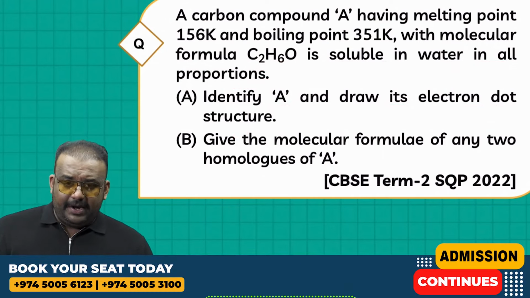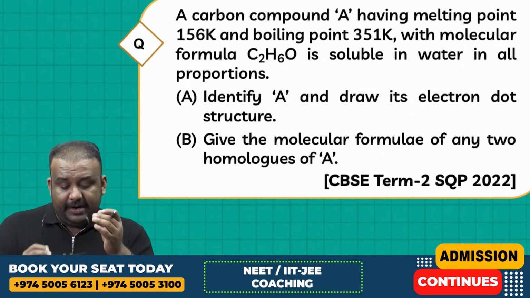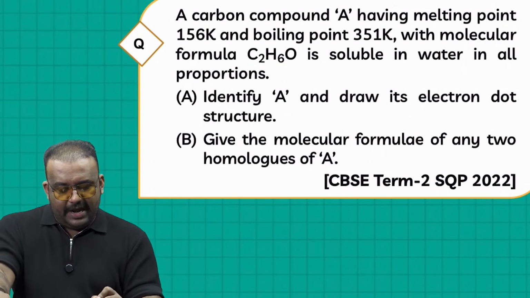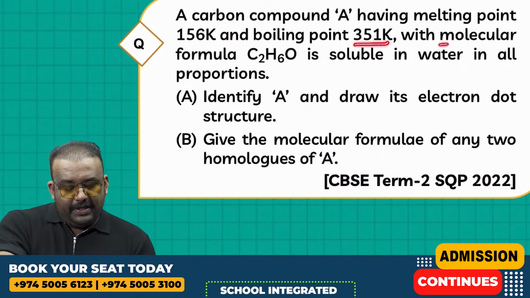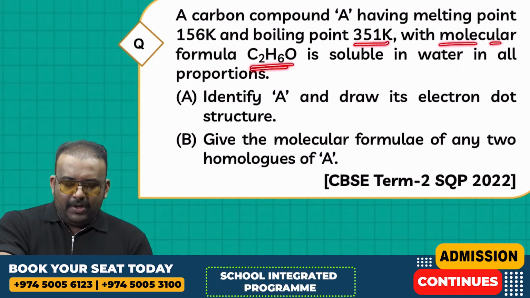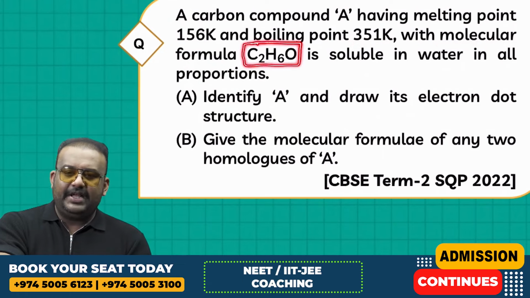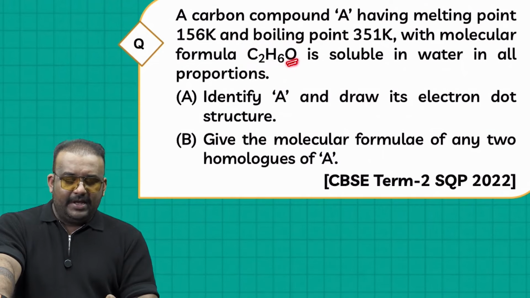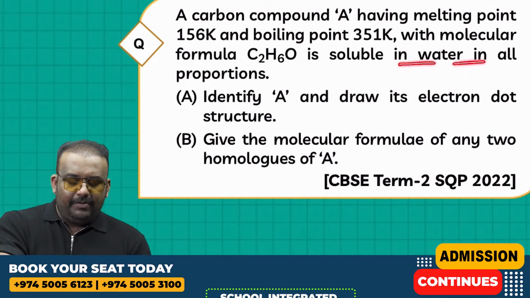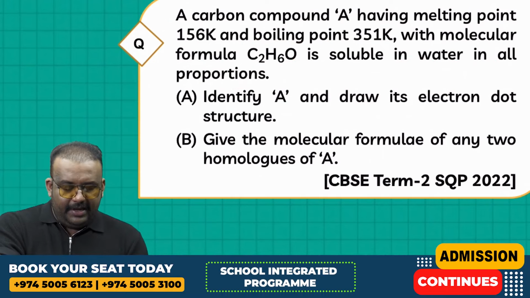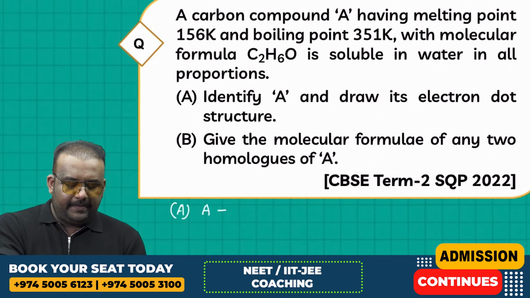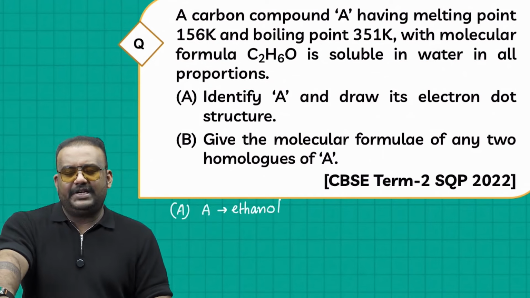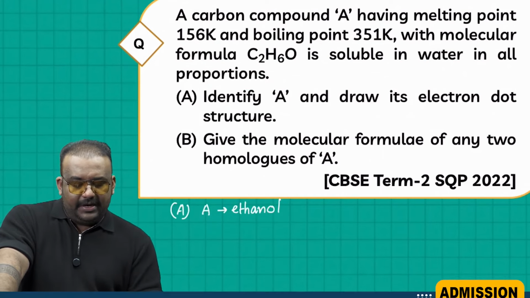Okay, while reading the first part of the question, it's very clear. A carbon compound A having a melting point of 156 Kelvin and a boiling point of 351 Kelvin with molecular formula C2H6O. By looking at that formula itself, it is very evident that it's an alcohol, because there is only one oxygen, right? It's not an acid, it's an alcohol. And it is soluble in water in all proportions. So A is going to be ethyl alcohol or ethanol, because there is only one alcohol which has two carbons, and that is ethanol. And draw its electron dot structure.